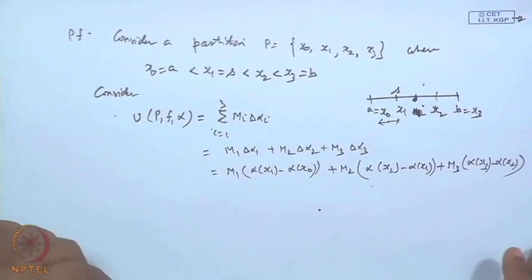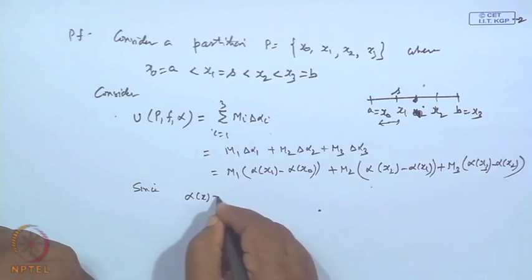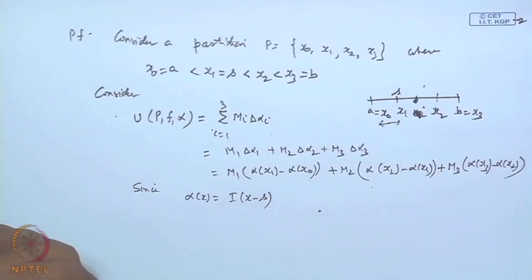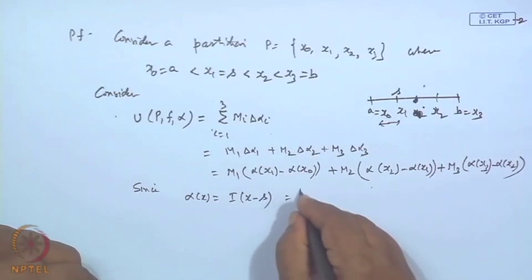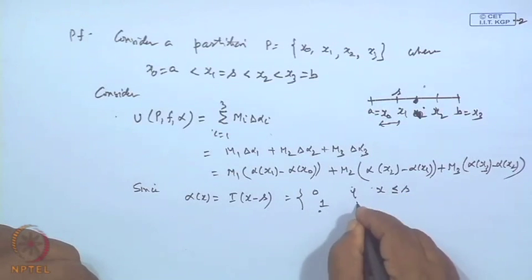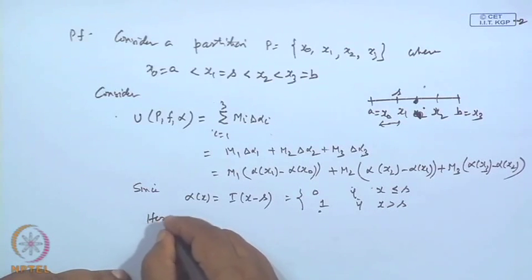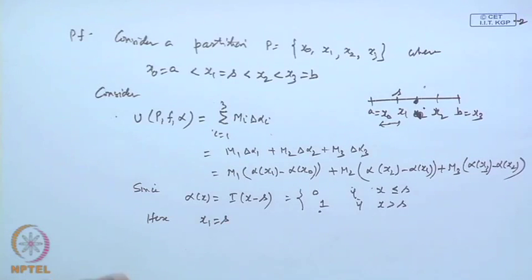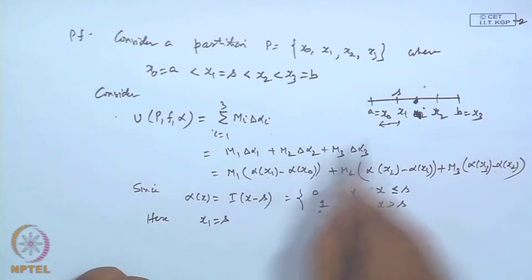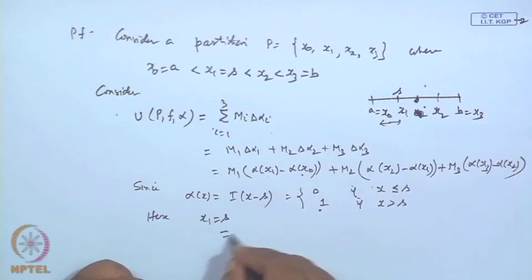This is by definition. Now, since our alpha x is given to be I x minus s, is it not? So, this value is 0 if x is less than or equal to s, and 1 if x is strictly greater than s. Now, here x 1 is s. So, it means the value of alpha at the point x 1 will be 0, and the value of alpha at the point x naught is 0.